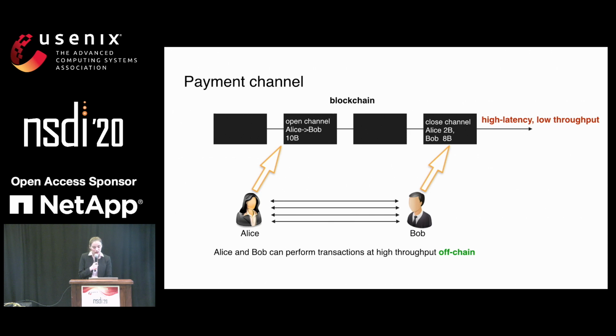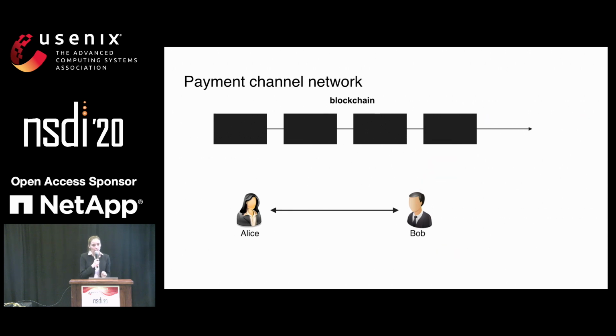At the end, they can close the channel by putting the final state, which is signed by both of them. For example, Alice has 2 bitcoins and Bob has 8 bitcoins. So she gave Bob 8 bitcoins overall, but she still has 2 bitcoins left as part of that channel. So the really cool thing about payment channels is that you can make these transfers between Alice and Bob at really, really high throughput off the chain, but only put 2 transactions on the chain, the opening and the closing of the channel.